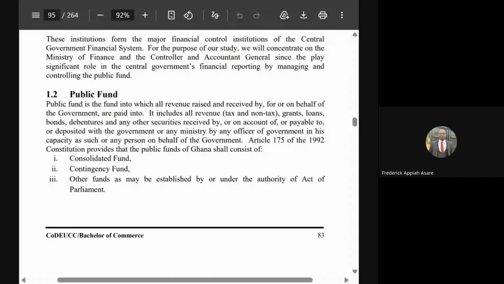Sometimes the government can receive grants, loans, bonds, debentures, and any other security received by or on account of or payable to or deposited with the government or any ministry by an officer of the government in his capacity as such, or any person on behalf of the government. So any money the government receives, or that is received on behalf of the government, must be deposited into the public fund.